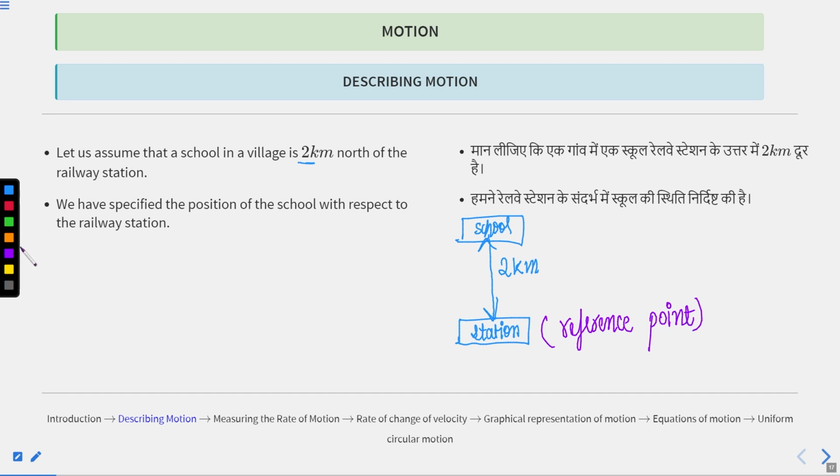If any other person comes and says that the school is 5 kilometers away from a factory, that person is taking the factory as his reference point. So for person A, the station is the reference point. For person B, the factory is the reference point. Clear, class? So we first choose a reference point. After that, we start calculating everything, distance, time, everything, from the reference point.